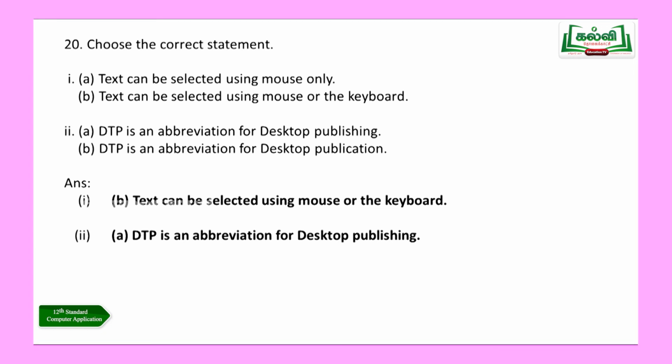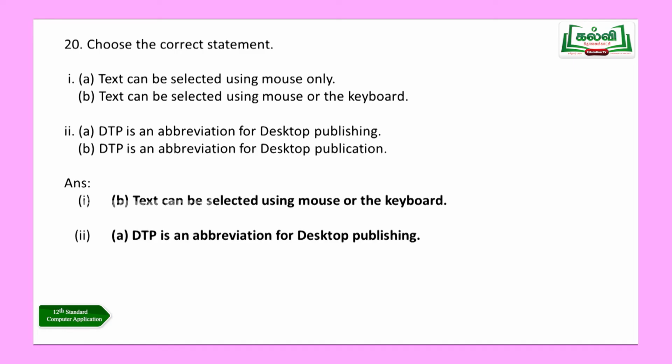Next we move on to the second question. DTP is an abbreviation for desktop publishing, or DTP is an abbreviation for desktop publication. So obviously the answer is A. DTP is an abbreviation for desktop publishing. It is not publication. There is a difference between publishing and publication. Desktop is mainly used for publishing. Publishing means you are creating a document and publishing it through that software.